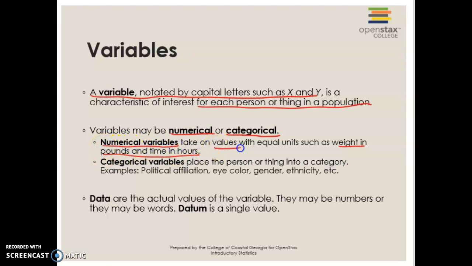Okay? So you've got actual values. Categorical variables place the person or thing into a category. Examples: political affiliation, eye color, gender, ethnicity. All right. Data are the actual values of the variable. They may be numbers or they may be words. Datum is a single value.